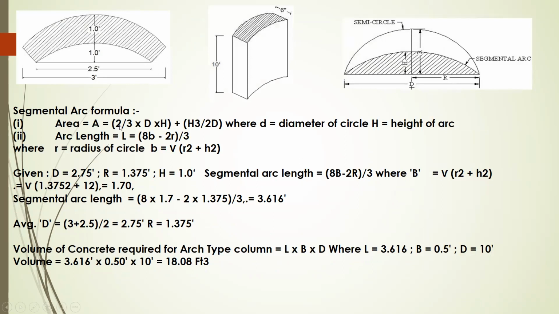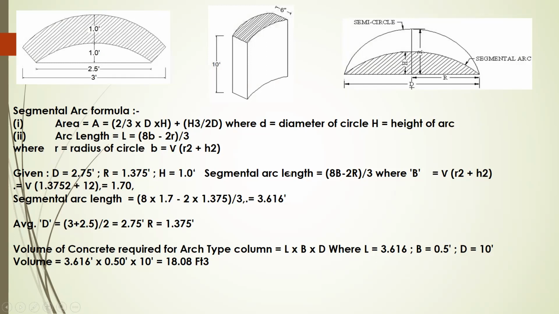Segmental formula. Area A is equal to 2 by 3 multiplied by depth into height, plus H3 divided by 2, where D is equal to diameter of the circle, H is equal to height of the arc. Arc length is L is equal to (8B minus 2R) divided by 3, where B is equal to the square root of R square plus H square. Given D is equal to 2.75, radius is equal to 1.375, H is equal to 1 feet.